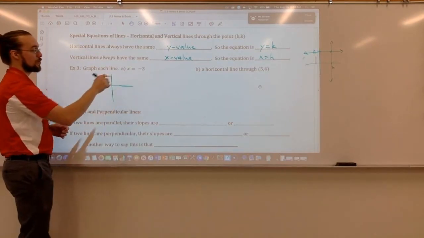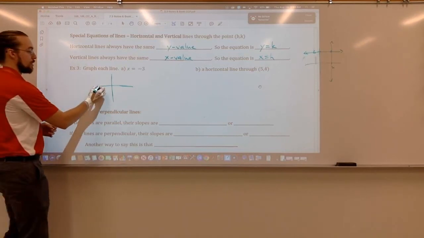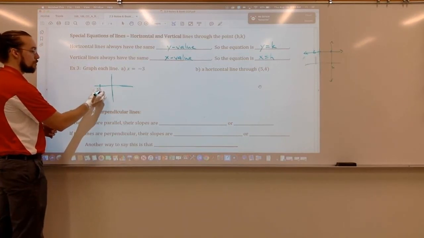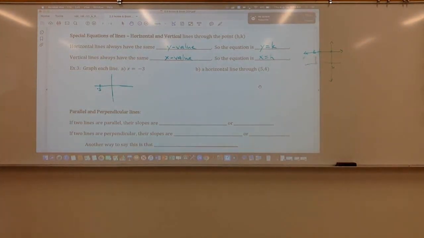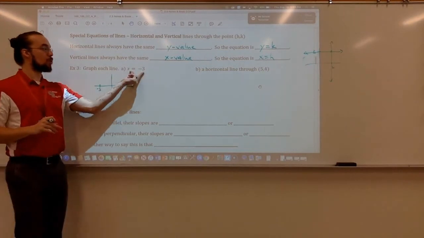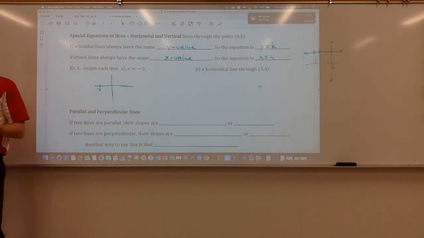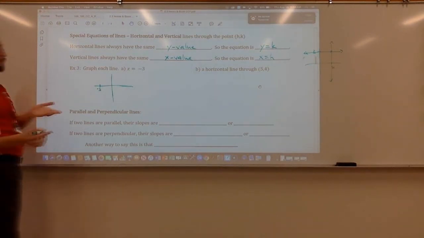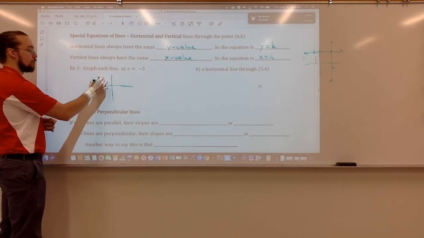X equals -3 would be a vertical line at -3, right? And if you don't remember which is horizontal and which is vertical, just start plotting some points. This means that every x coordinate is -3. So just start plotting points that have an x coordinate of -3, and you'll see very quickly that that creates a vertical line, right? -3, 0, -3, 1, -3, 2, -3, 3.